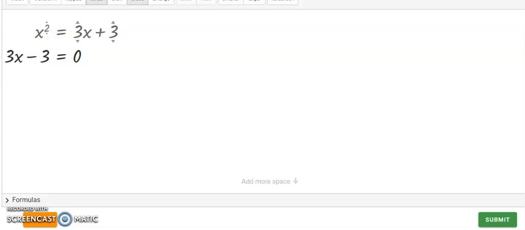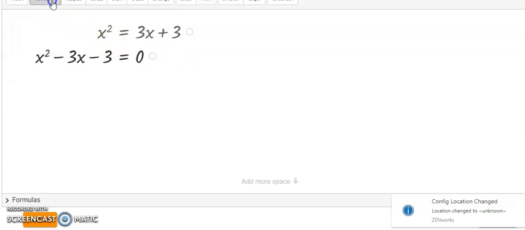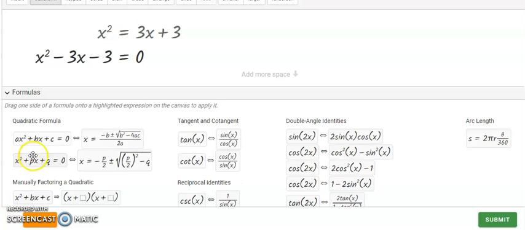I'm looking for the key that allows me to move it. So give me a moment. There we go. So this is the correct form we need. So the A value is going to be 1, B is -3, and C is -3 as well.